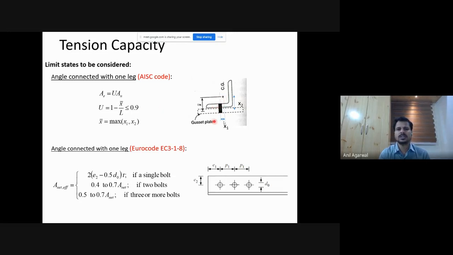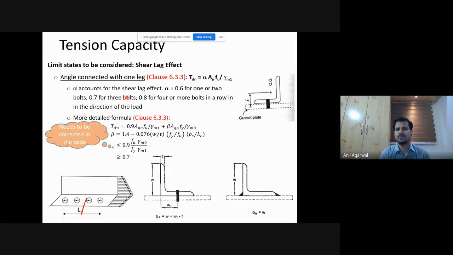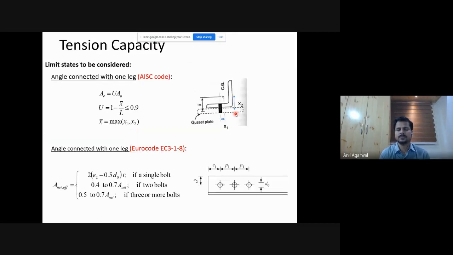Basically the code says that you calculate how much eccentricity you have. So you have x1 eccentricity in one direction, x2 eccentricity in the other direction. You take the maximum of the 2, that is your maximum eccentricity. And simply, 1 minus eccentricity divided by L, that is giving you a factor, U. You multiply that U factor with the entire net cross-section area, and that is your new area. Use that one for your limit state of rupture. It's a much simpler method, right? It is almost similar to what we had before, this alpha value. Now the new method is a bit too complex.